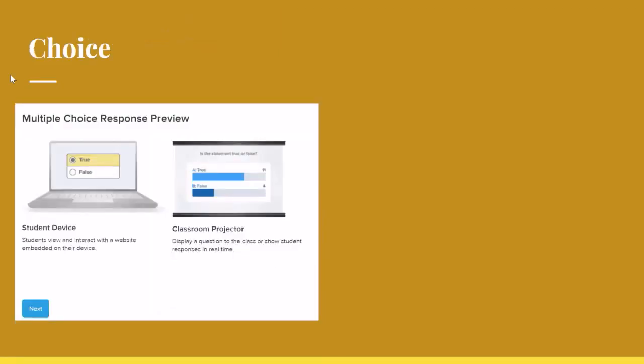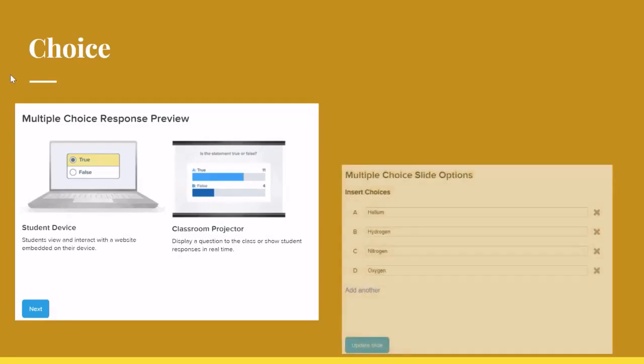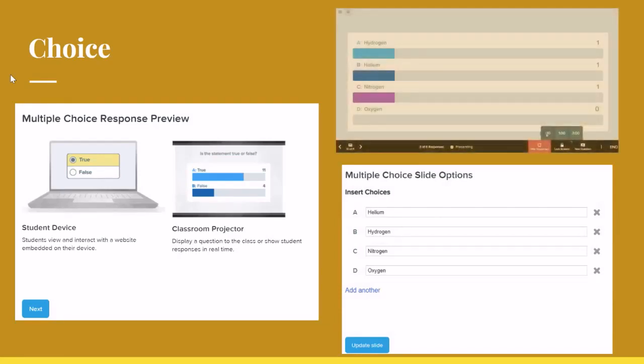Think of choice like multiple choice. On their screen, it's going to show up, could be true or false, could be A, B, C, D. And on the teacher screen, it's going to show up as a bar graph based on what the class is choosing. So when you click on the choice question in the Pear Deck add-on, you would type in the choices that you want. Be able to answer in real time by showing how the class is answering.